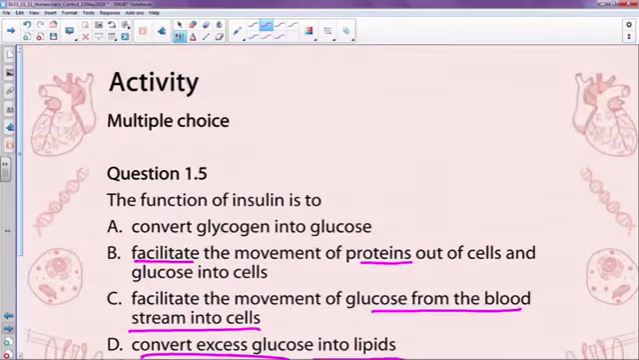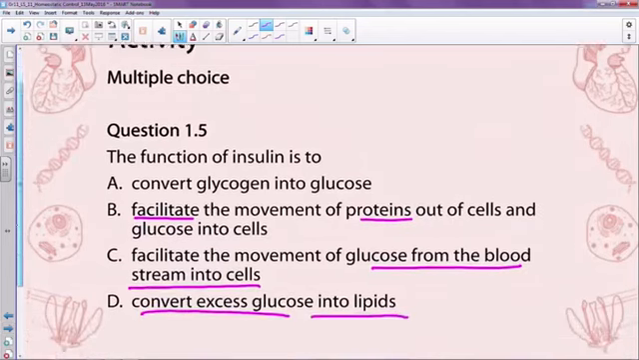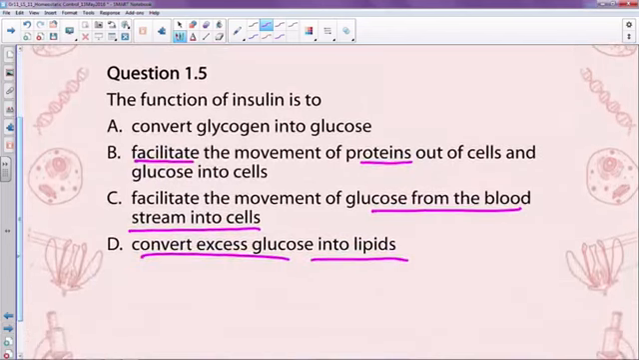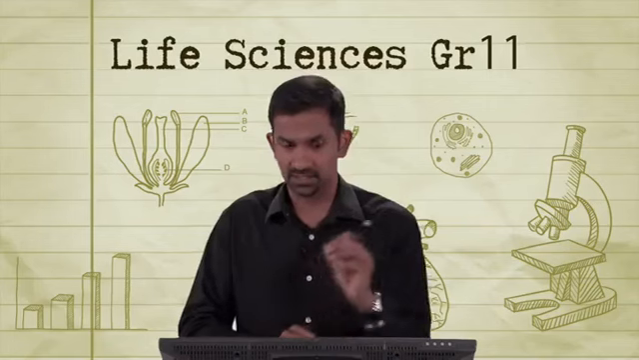Let's look at 1.5. I think this was a bit tricky, a little more reading than the rest, but I think it's quite accessible. The function of insulin is to, and guys, if we recall from earlier on, we looked at the pancreas producing two hormones. It produced insulin and the other was glucagon. And insulin has the function of converting glucose and storing it in a form called glycogen. So we know that glucose is converted to glycogen by insulin.